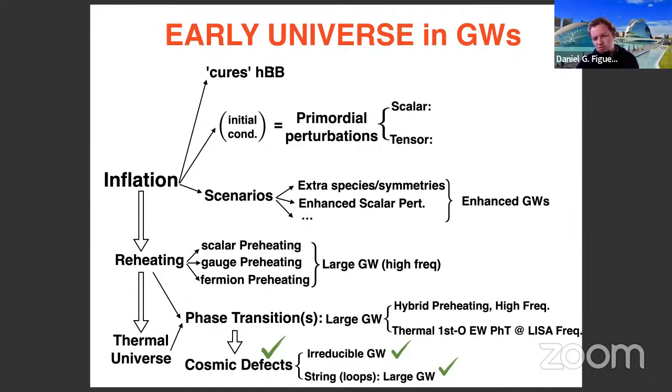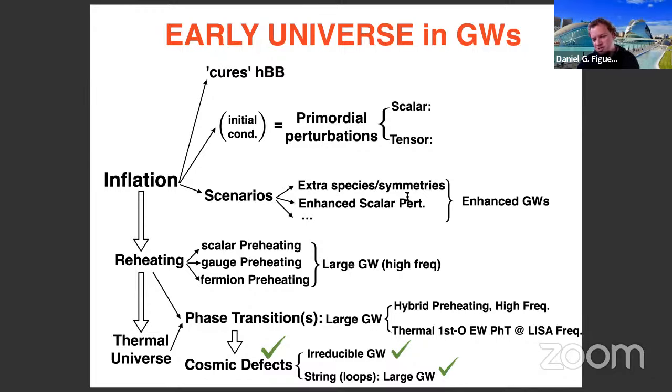You see, inflation cures the hot Big Bang problems. It generates naturally the initial conditions of the universe. This is what you saw in the lectures by Kinney, in particular primordial perturbations, scalars and tensors. We were concerned about the tensors because they are a stochastic background.